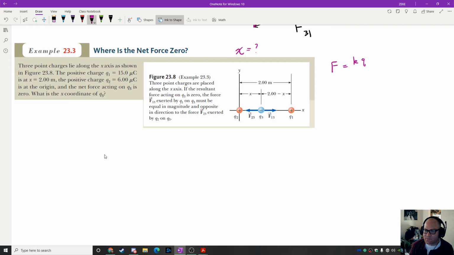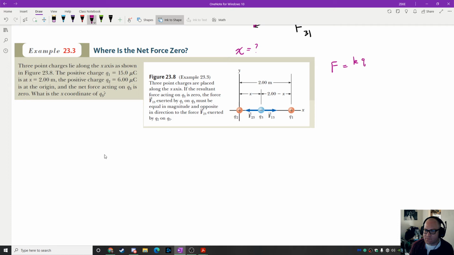What would be true about these two forces? Same magnitude. Yeah, right? So we basically say that F23, the magnitude, has to be the same as F13, the magnitude. So it'd be something like k Q2 times Q3, and we divide by the distance between them squared.